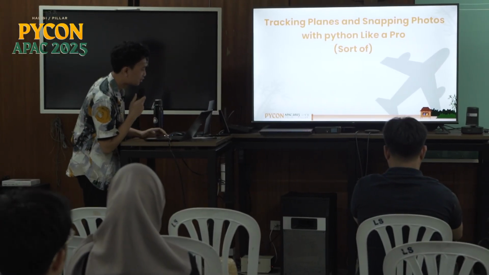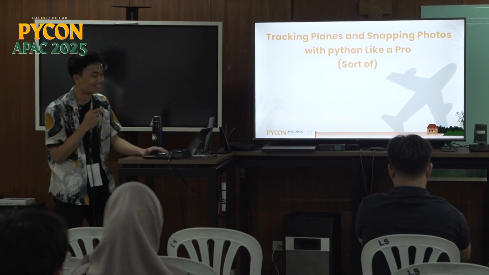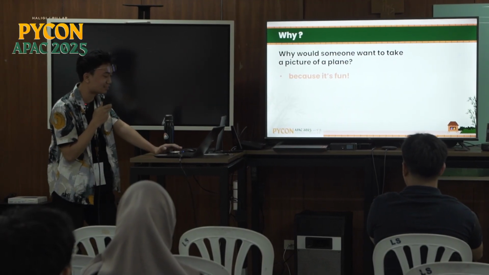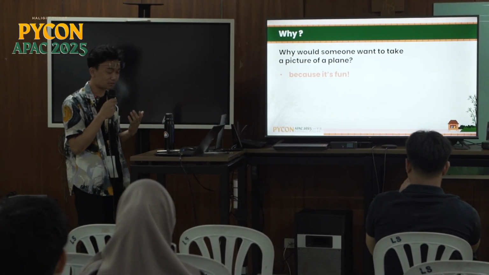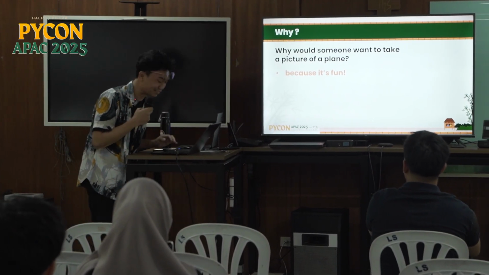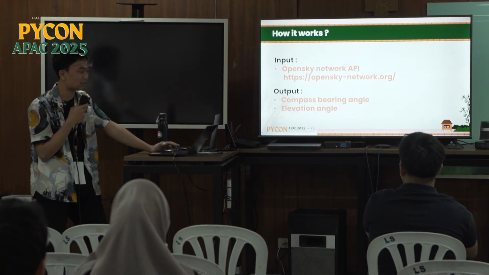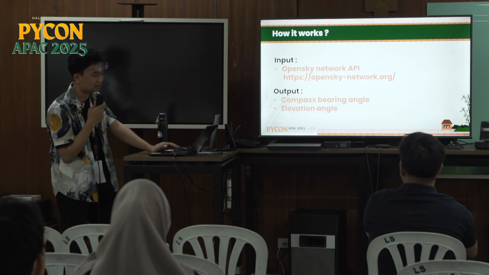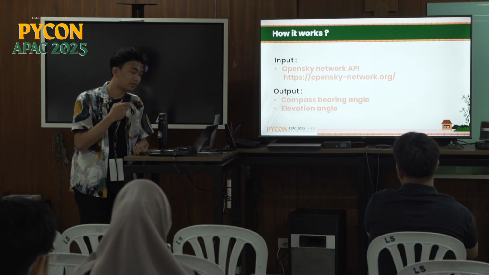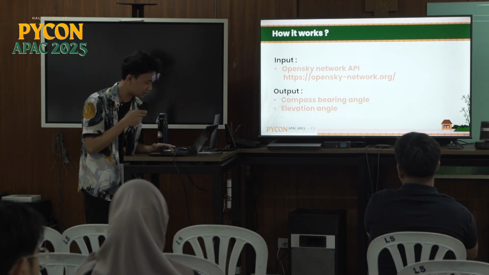First of all, why would someone snap photos of a plane? Because it's fun. I have a friend who likes to take photos of trains or planes, because it's fun. For this project, I took the input from the OpenSky API. You can access it from this link. The output is the bearing angle and the elevation angle, which I will explain later.